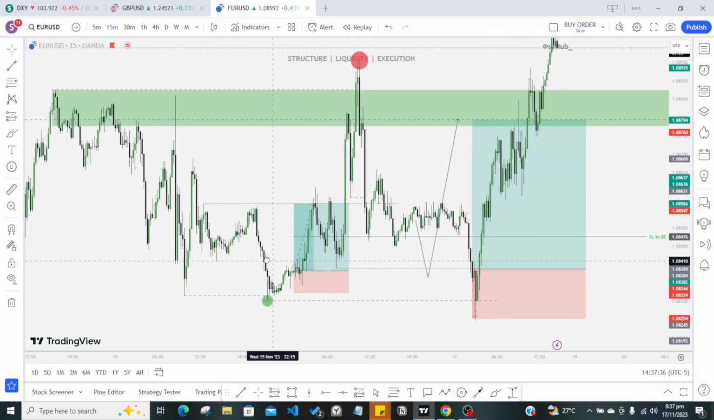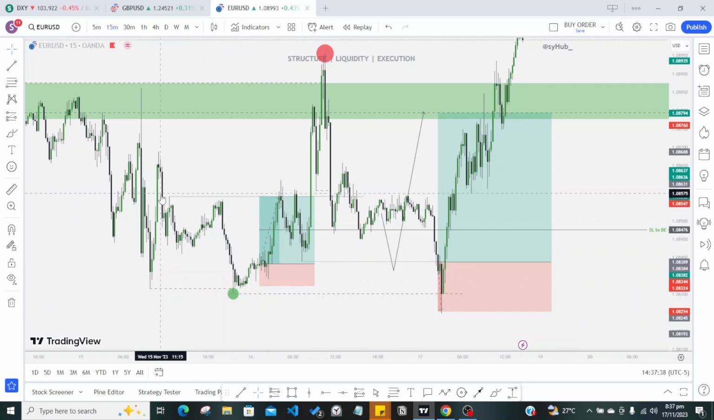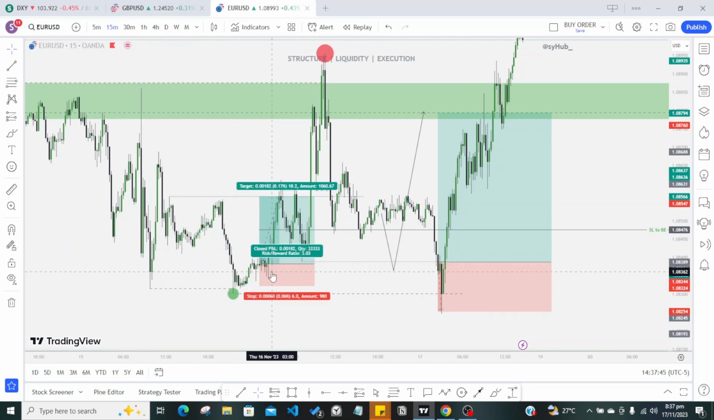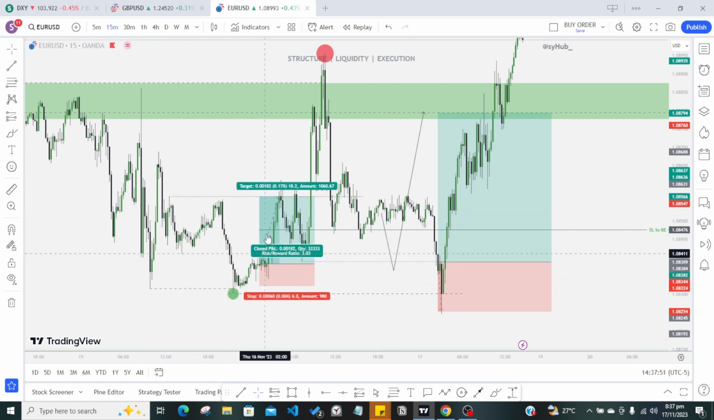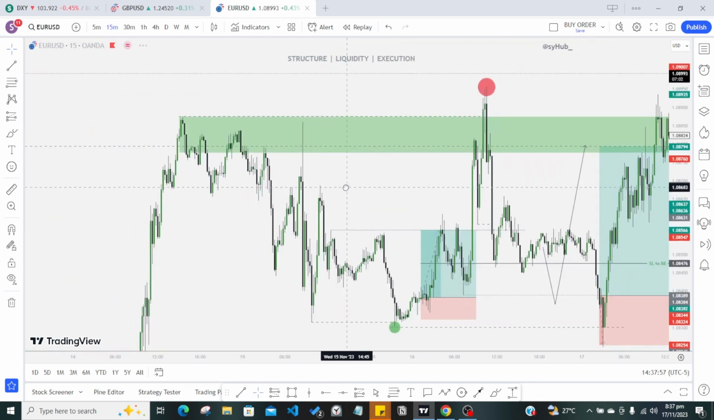I understood that the sellers were getting weak, and this swing high here, this internal liquidity, was the next target. So I took my entry here and targeted this swing high that failed to break this low. As you can see, price went straight to the target, then retraced a bit, then continued higher, targeting this overall swing high here.